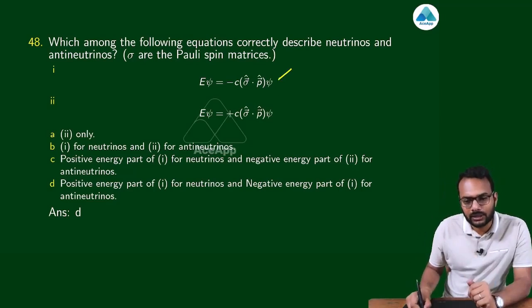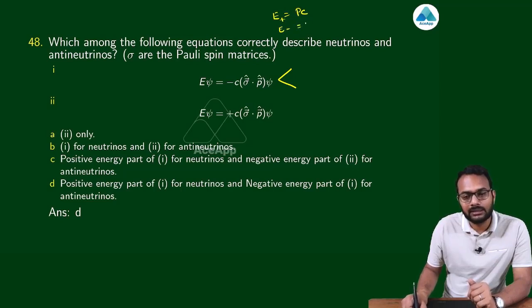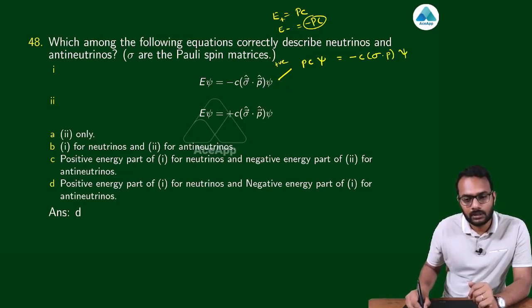Okay. Now we have the equation with positive energy and negative energy solutions. So we take E equal to pc. E plus is equal to pc, E minus is equal to minus pc. That is the negative energy. Now, the positive energy solution: this means that pc psi is equal to minus c sigma dot p psi. Okay, that is the positive energy solution. Here, we have the negative energy solution.